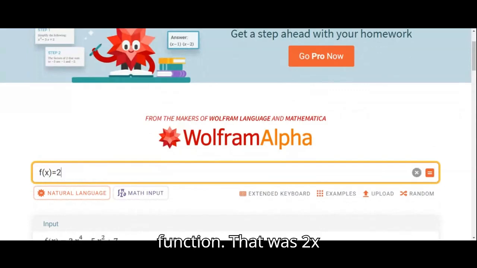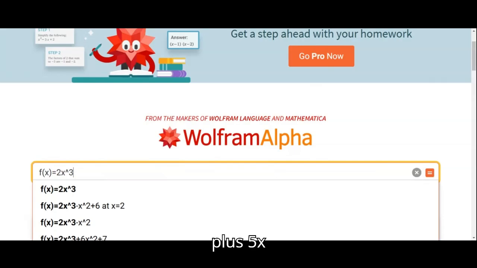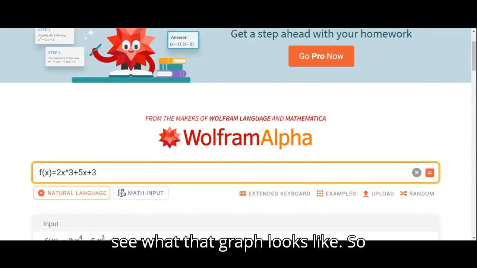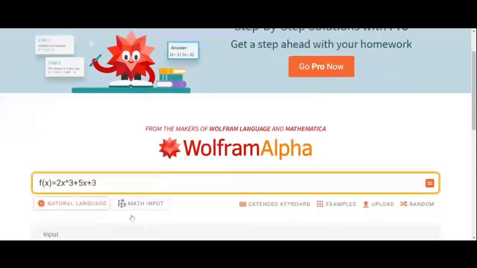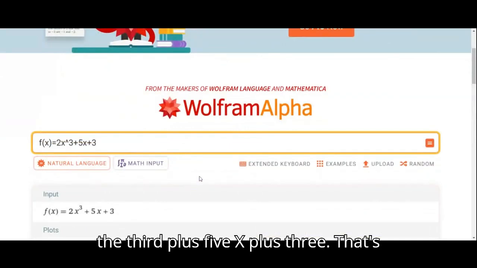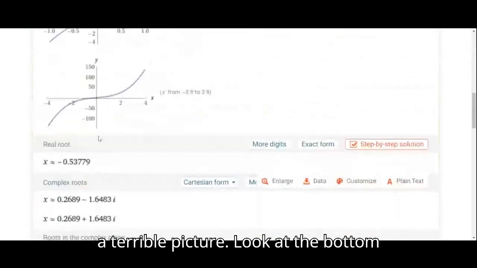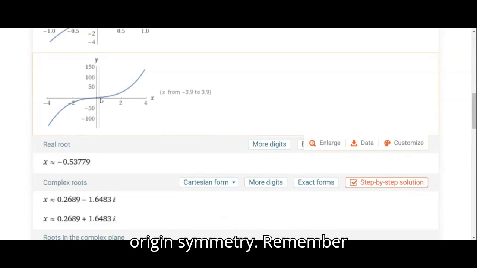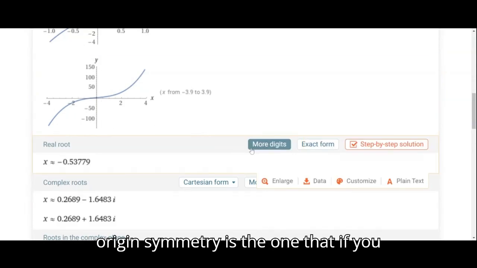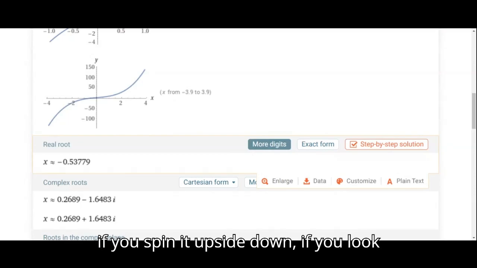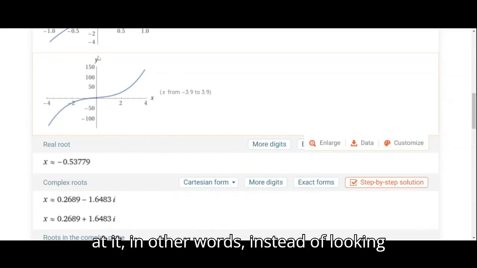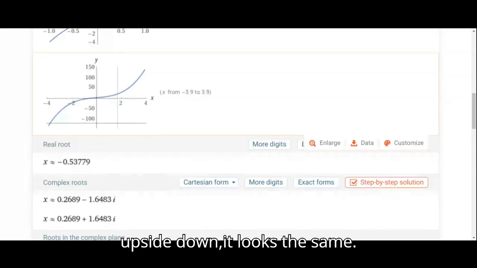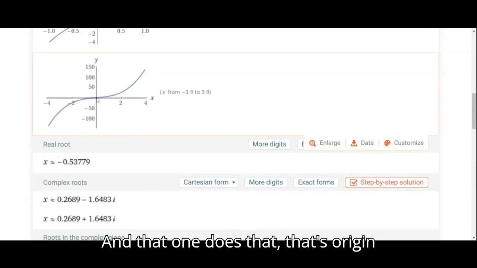That was 2x to the third plus 5x plus 3. Let's see what that graph looks like. So there's our function, f of x is 2x to the third plus 5x plus 3. That's a terrible picture. Look at the bottom picture. I think it's zoomed in a little better so you can see it. That is origin symmetry. Remember, origin symmetry is the one that if you spin it upside down, in other words, instead of looking at it right side up, if you look at it upside down, it looks the same. And that one does that. That's origin symmetry.